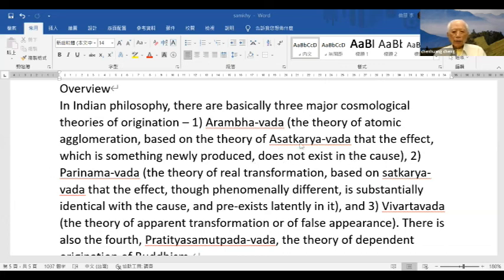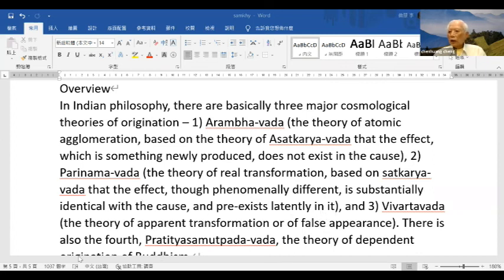So it is different from the so-called Parinama. Parinama is evolutionary. All things are the products of the fourth principle. The first cosmological theory is Arambhavada. Then we have the second theory, called Parinamavada, the theory of real transformation based on Satkaryavada, that the effect, though phenomenally different, is substantially identical with the cause that pre-exists latently in it.